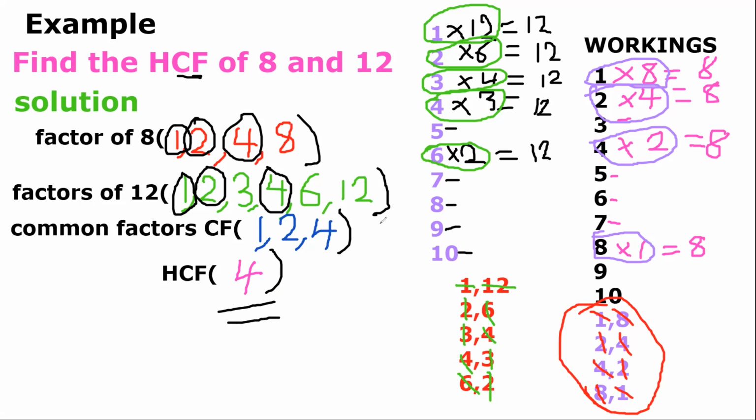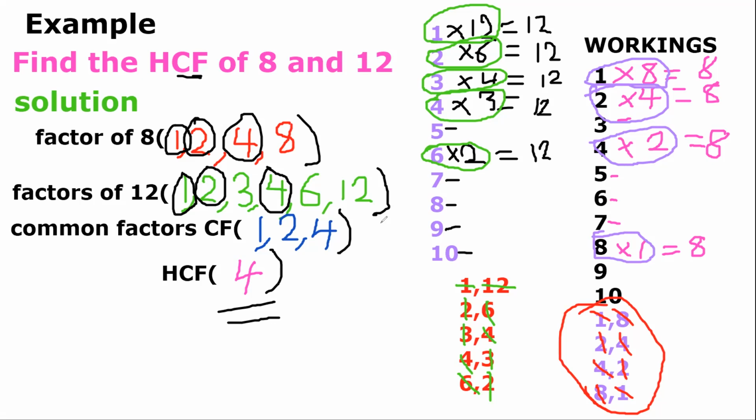Okay, this is how to get the highest common factor of 8 and 12. First, you list the factors of 8. Second, you list the factors of 12. Then, the next one, you find the common factors, which is the CF. The common factor means what? The numbers that appear in the factors of 8 and at the same time appear in the factors of 12.